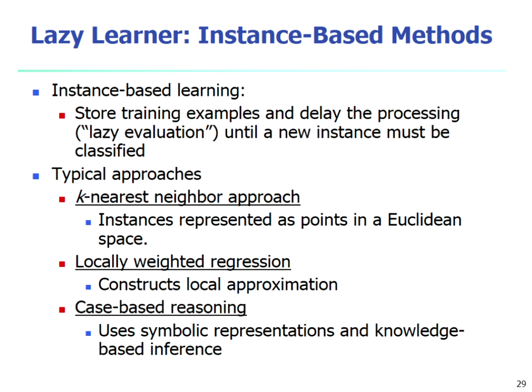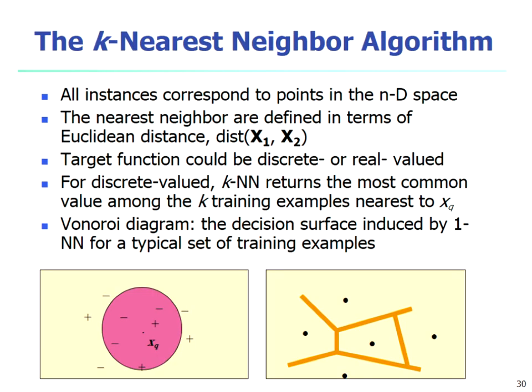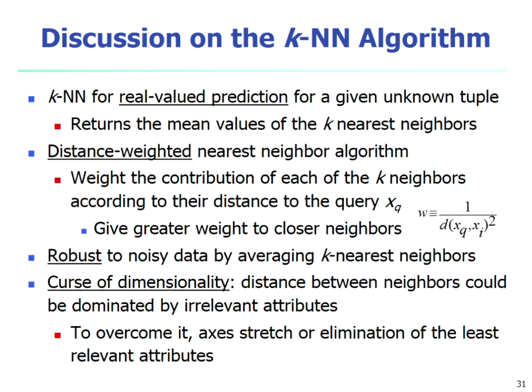It is clear? So, lazy learner instance-based methods store training examples and delay the processing until a new instance must be classified. For this reason, it is called lazy. So, typical approaches. We can use k-nearest neighbor approach, or locally weighted regression, case-based reasoning, etc. So there are many approaches for lazy learning.